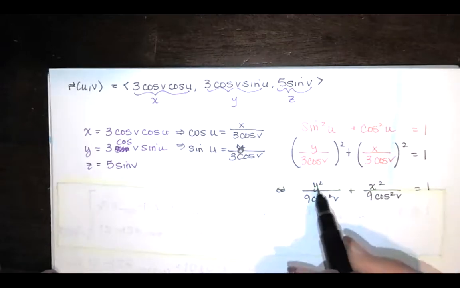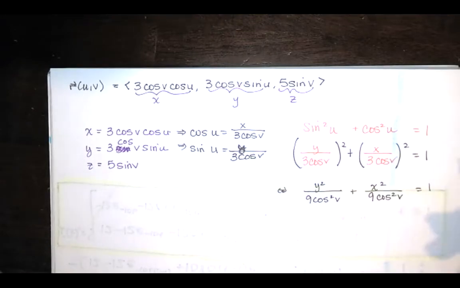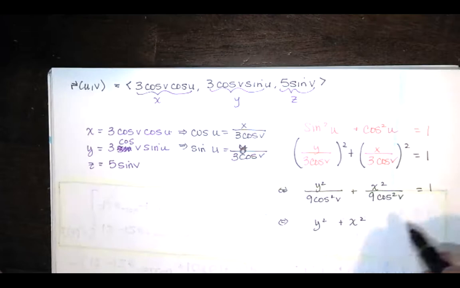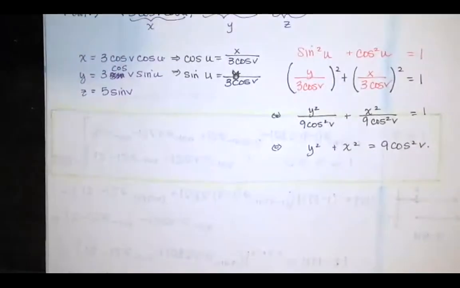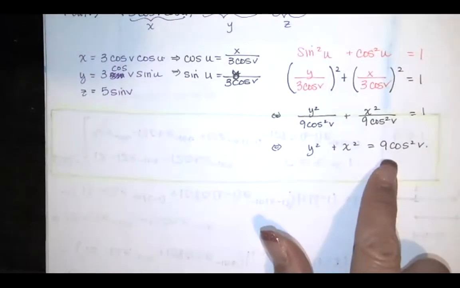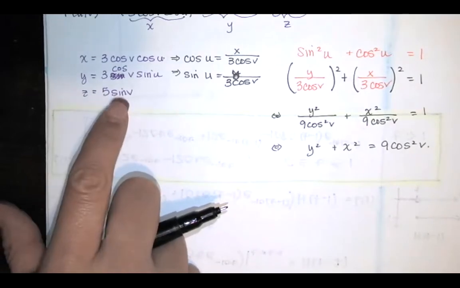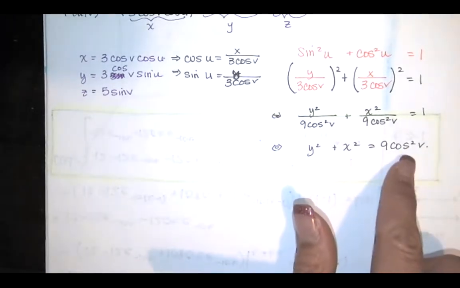And then if I want to get rid of these fractions, I notice that I've got a 9 cosine squared v in both denominators. Let's multiply both sides by that 9 cosine squared v. When we do, these fractions will clear, and we'll have a 9 cosine squared v on this side. Okay, so we know that is true. And we also know that z is equal to 5 sine of v.